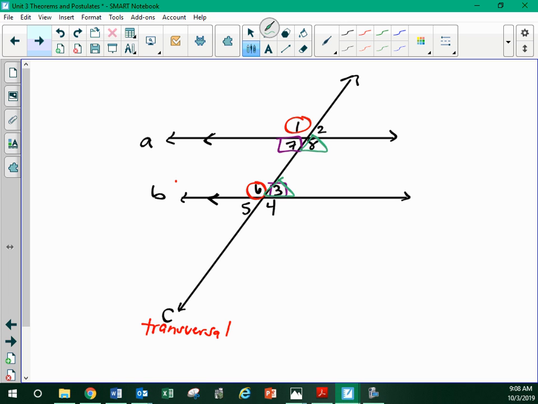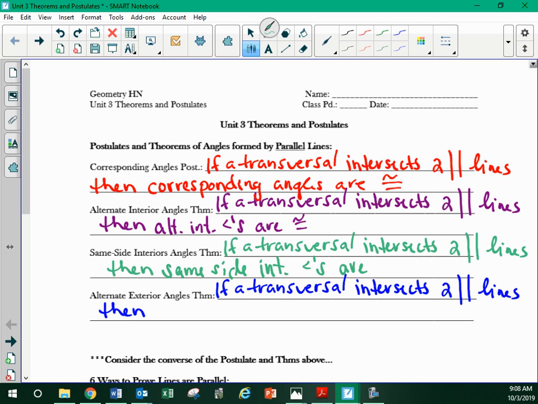So we do have that they're supplementary, and if we think about the proof for it, we know 3 and 2 are corresponding, right? 2 and 8 are linear pairs, so they're supplementary. And 3 and 2 are corresponding, then by that postulate we have they're congruent. I can just substitute that in and say 3 and 8 are supplementary. Then same side interior angles are supplementary. Okay. Questions so far before we take a look at alternate exterior?